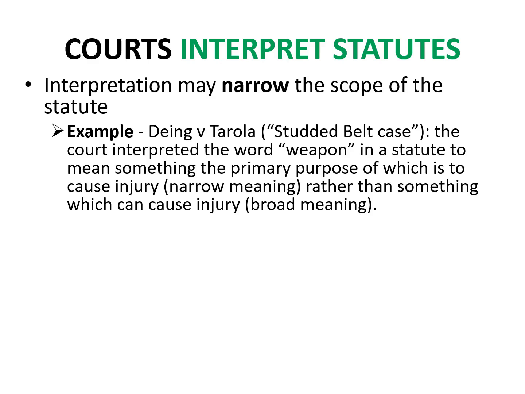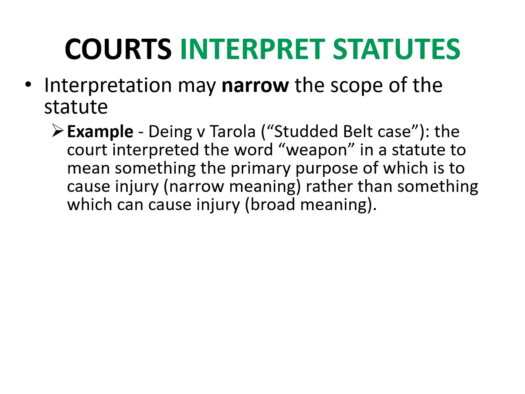Think back to the studded belt case. In that case, the court interpreted the word weapon narrowly to mean something the primary purpose of which was to injure another person. This narrowed the scope of the statute because it meant that fewer people would be guilty under the statute of carrying a weapon in public. Because a studded belt was not considered to be a weapon, people who wore a studded belt in public would not be guilty under the statute of carrying a weapon in public.